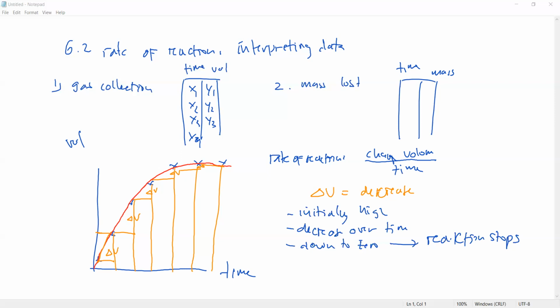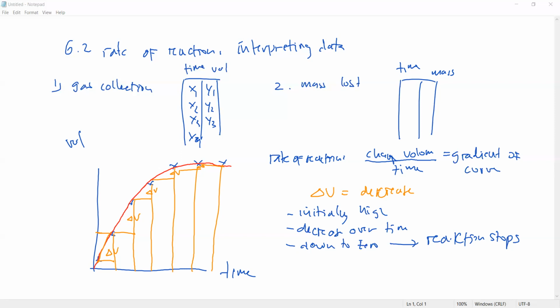So again, the graphical interpretation of the rate of reaction is the gradient of the curve. Over time, the rate of reaction is going to decrease because the reactant is used up. Why did the reaction stop? Because all the reactant has been used up. No more reactant, no more reaction, rate is 0. So this is how we find the rate of reaction from the graph.